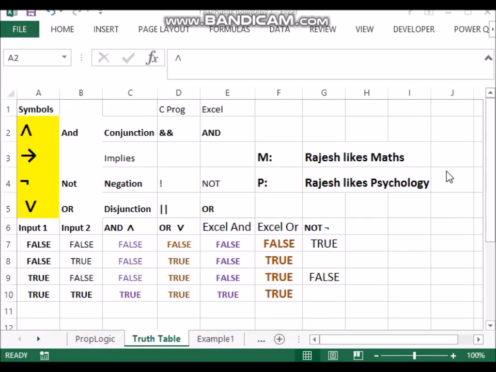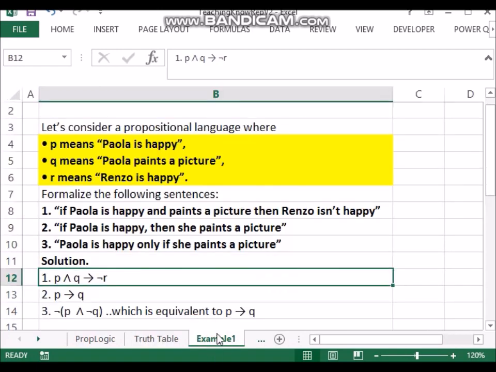Hello students. So in the previous video, we had talked about what is propositional logic, and we had taken the truth table and tried to understand how and, or work, what are the different symbols for conjunction, implies, negation, disjunction. We had talked about three cases: conjunction, negation and disjunction, whose symbols are as shown here in column A. Now we'll take two simple examples for us to understand propositional logic.